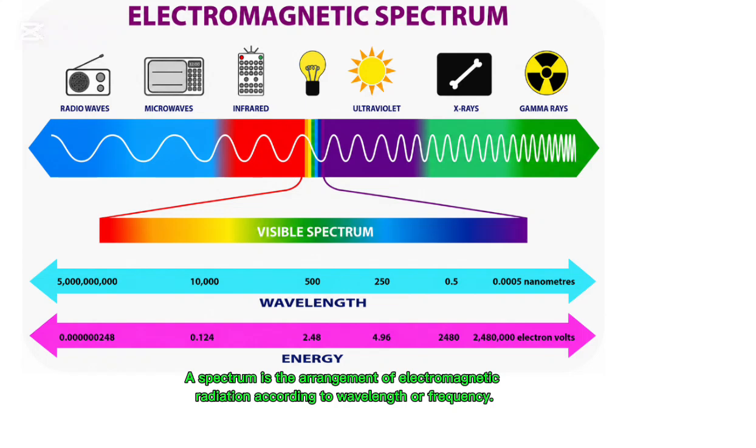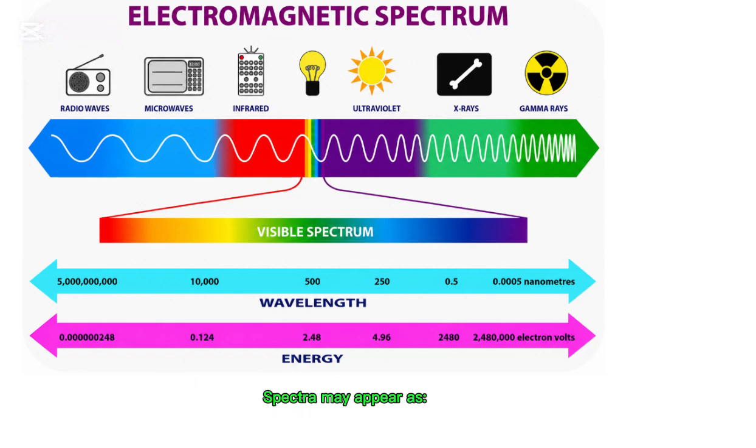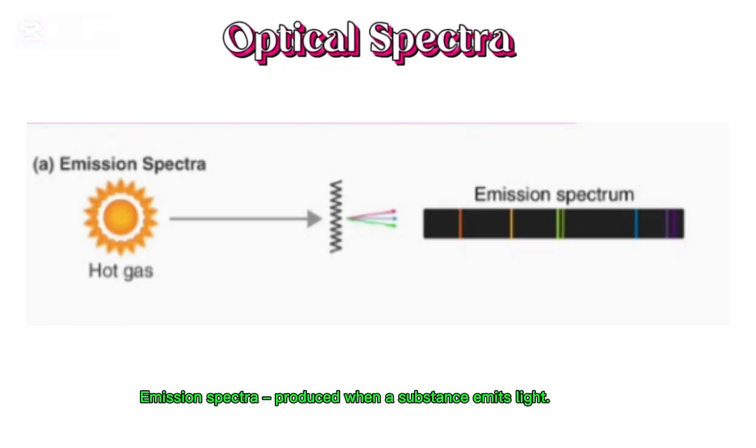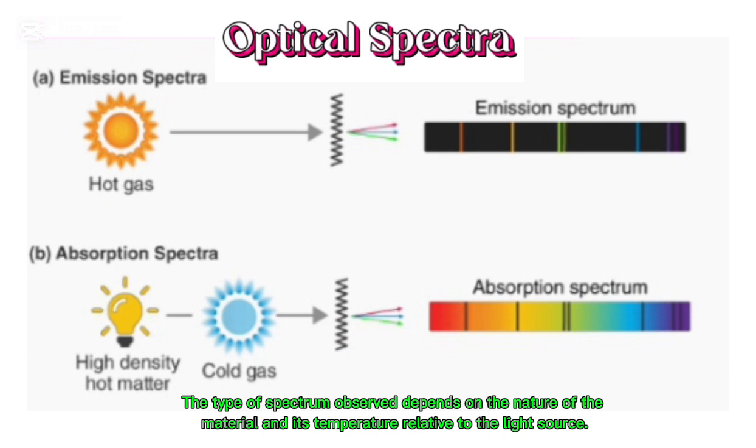A spectrum is the arrangement of electromagnetic radiation according to wavelength or frequency. Optical spectra include the spectra of visible light and other forms of electromagnetic radiation. Spectra may appear as emission spectra, produced when a substance emits light, or absorption spectra, produced when a substance absorbs certain wavelengths of light. The type of spectrum observed depends on the nature of the material and its temperature relative to the light source.